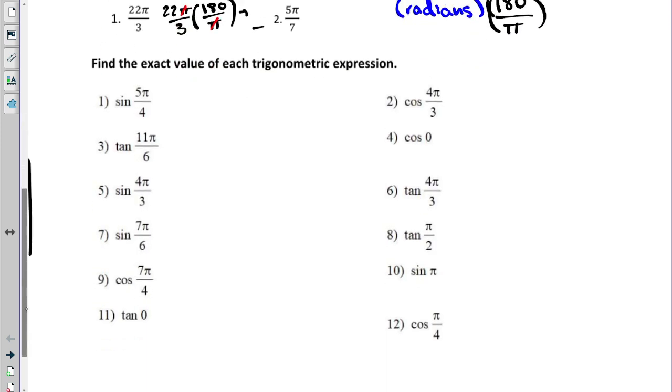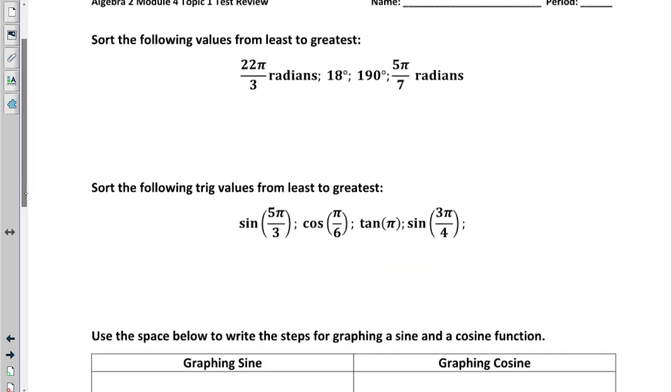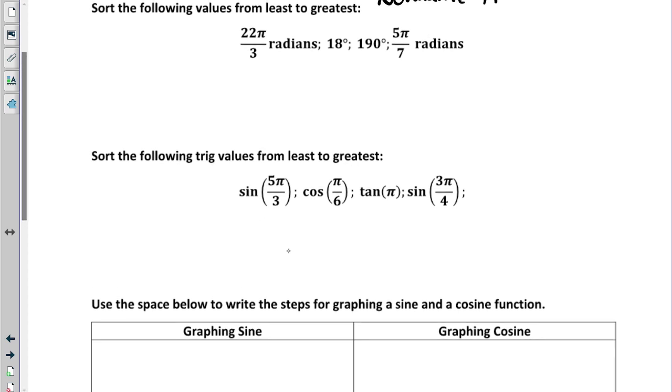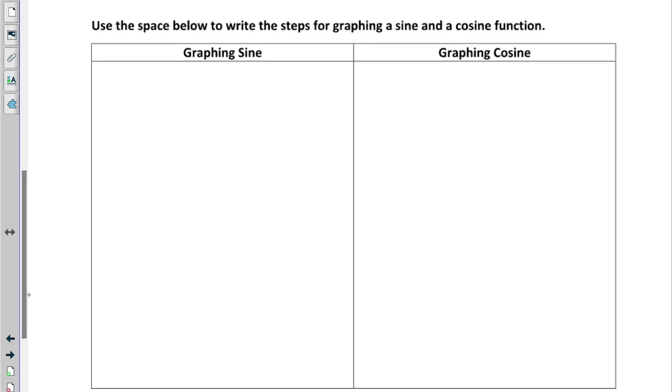These ones you use the unit circle. For these ones, you do what we just did: convert from radians to degrees and vice versa, normalize it, so get it on the same page. Either pick degrees or radians to put them all in, and then sort them. And then for these ones, look at your unit circle, find the values at those points, and sort them that way.